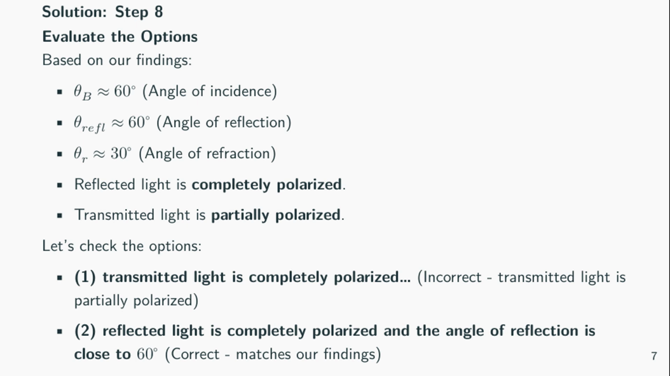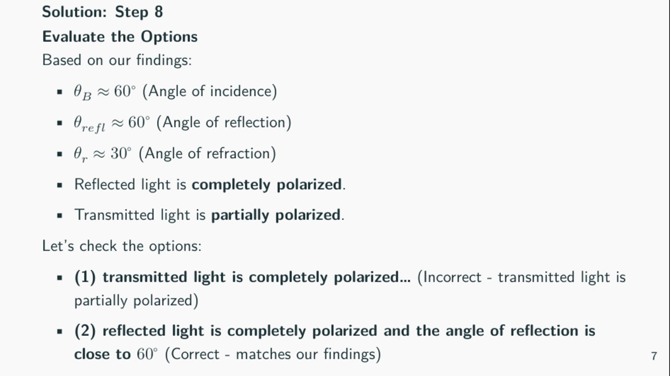Okay, let's summarize our findings. We found that at Brewster's angle, which is about 60 degrees incidence, the angle of reflection is also around 60 degrees, and the angle of refraction is about 30 degrees. Importantly, the reflected light is completely polarized, while the transmitted light is only partially polarized. Now let's evaluate the given options. Option 1 claims the transmitted light is completely polarized with an angle of refraction near 30 degrees. While the angle of refraction is correct, the transmitted light is only partially polarized, so this option is incorrect. Option 2 states the reflected light is completely polarized and the angle of reflection is close to 60 degrees. This perfectly matches our findings, so option 2 is correct.